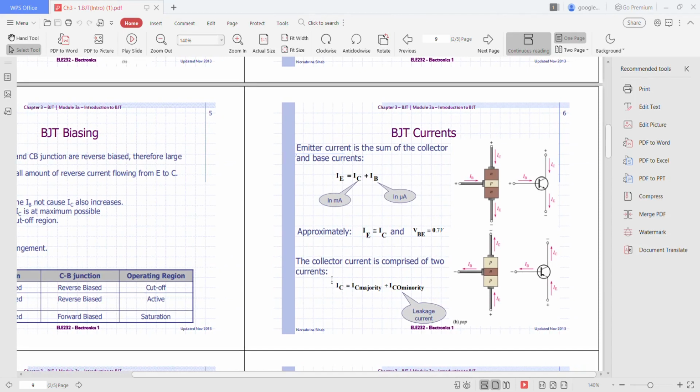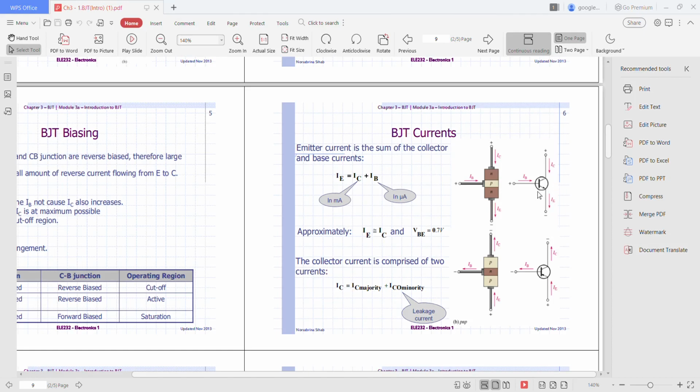Okay, the collector current is comprised of two currents. IC is equal to IC majority plus ICO minority. O stands for the leakage current. So this is the configuration for a PNP transistor. The current will move from emitter to the collector and also the base. And with the symbol here, the current will move from emitter to base, compared to the NPN from base to emitter.